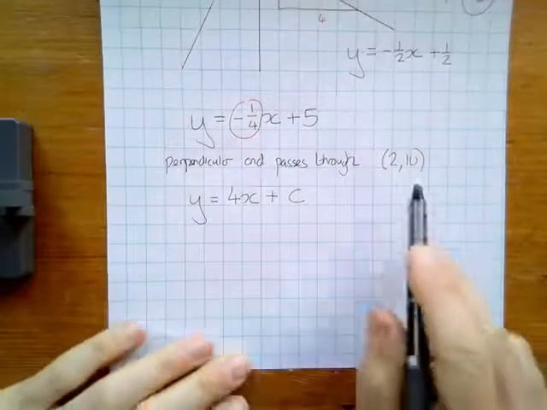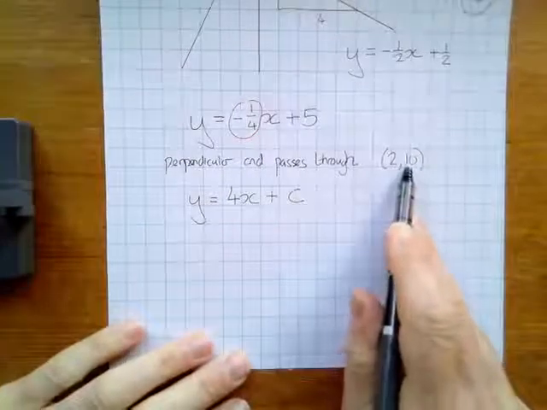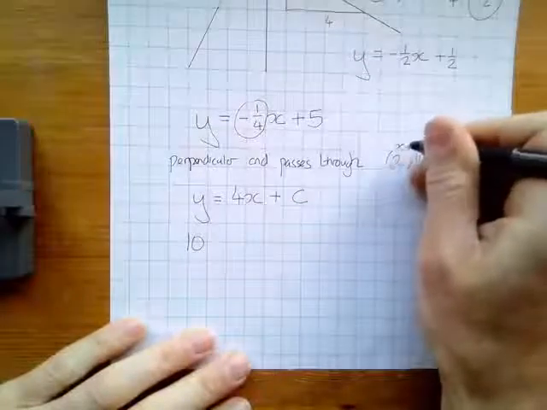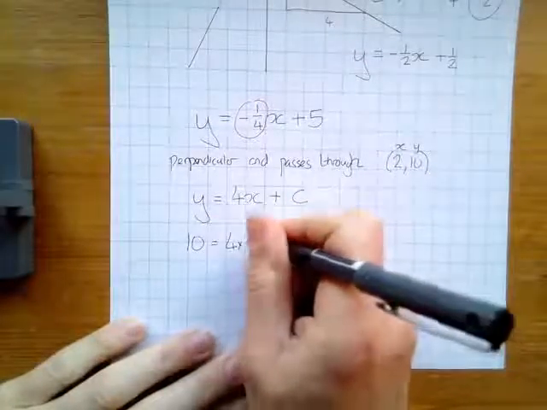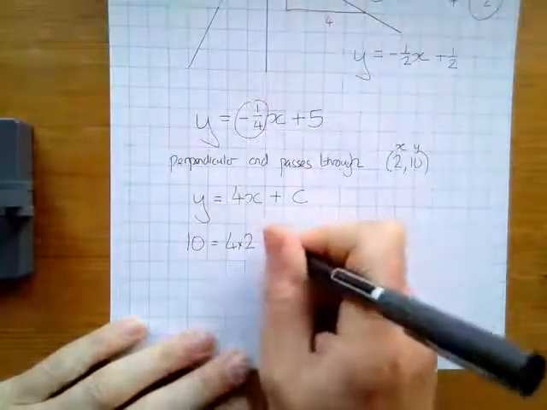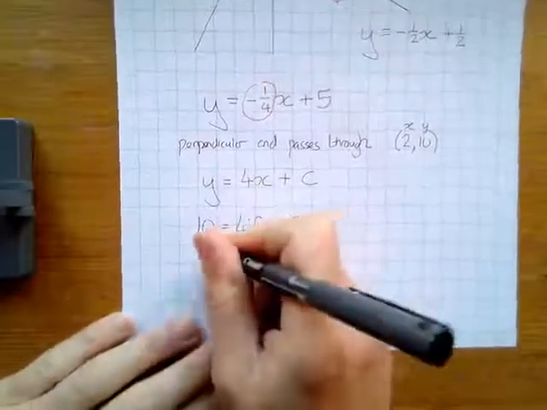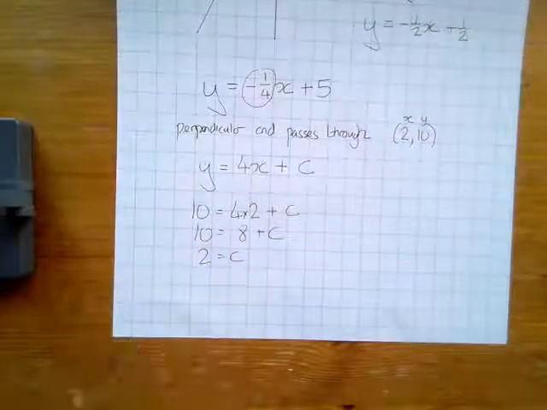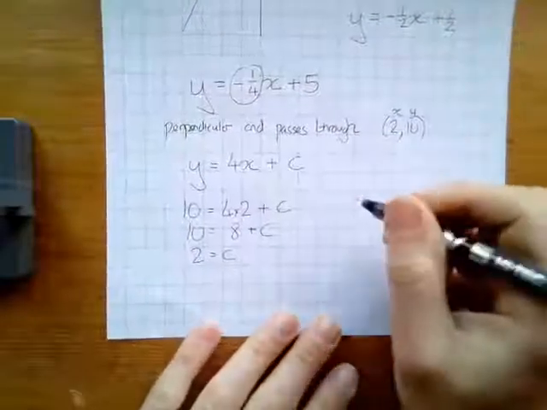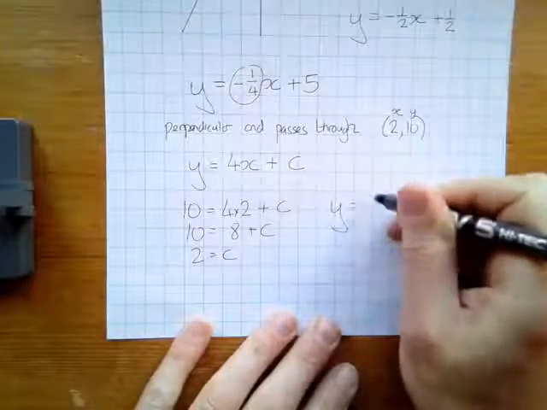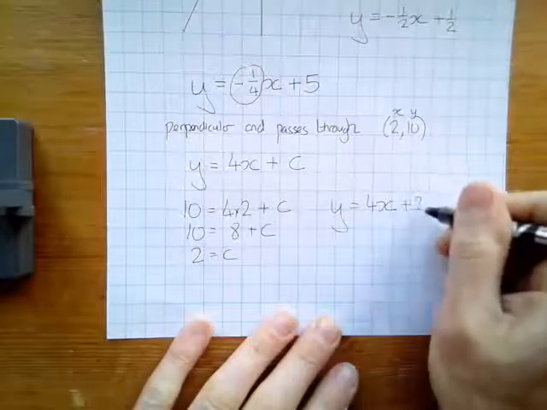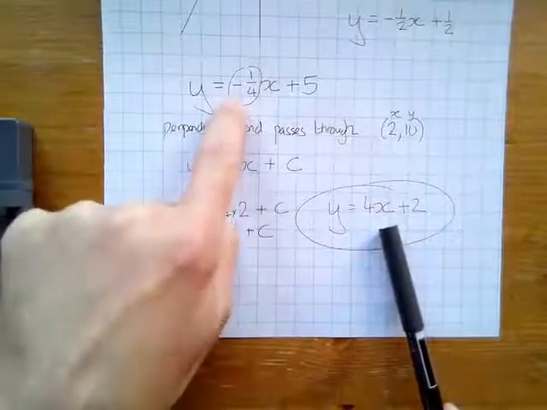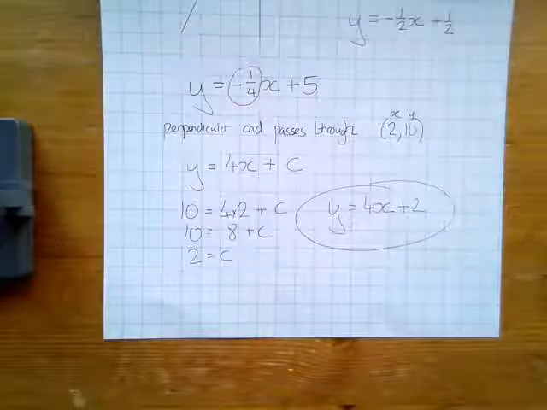To find the something, I look at the point that they've given me, and I put it into the equation. So I get 10, that's the y, remember, and that's the x, is equal to 4 times 2 plus c. So 10 is equal to 8 plus c, so c is equal to 2. Therefore, the line I was looking for is y equals 4x plus 2. That line is perpendicular to that line there when you plot them.